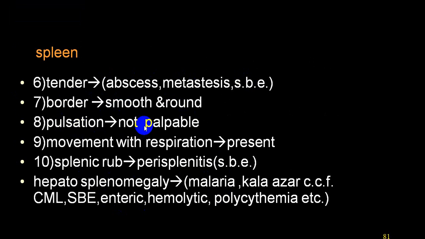By and large, it is not pulsatile. So pulsations are not palpable. It will move with respiration, and during a deep inspiration, the spleen will move towards the umbilicus. In case of perisplenitis, particularly quite common in a splenic abscess, and in case of infective endocarditis, splenic rub may be audible and very rarely it may be palpable.